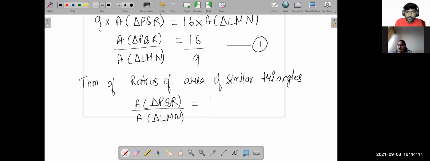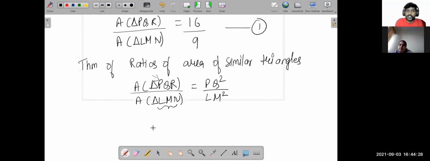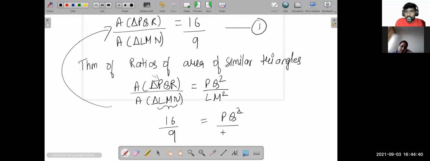It is AB square upon PQ square. But here we have PQR, so PQ square upon, we don't have AB in the denominator. What do we have in the denominator? LM. Yes, so LM square. Now here on the left hand side, you substitute. This is 16 upon 9. Area of triangle PQR upon LMN is 16 upon 9. So 16 upon 9 is equal to PQ upon LM, write it as whole bracket square.